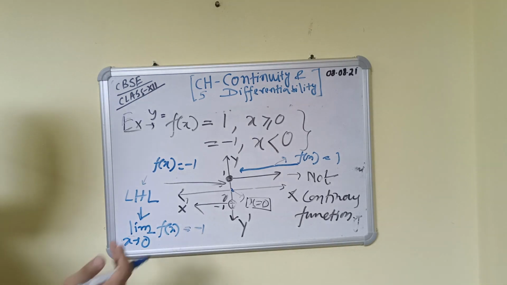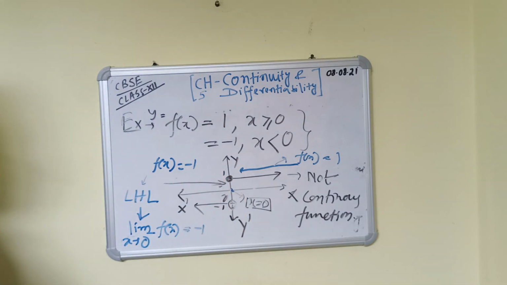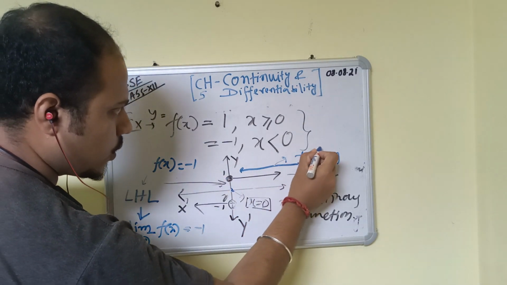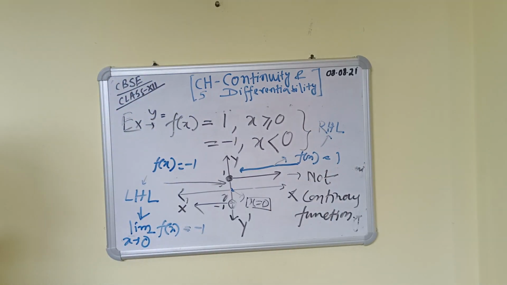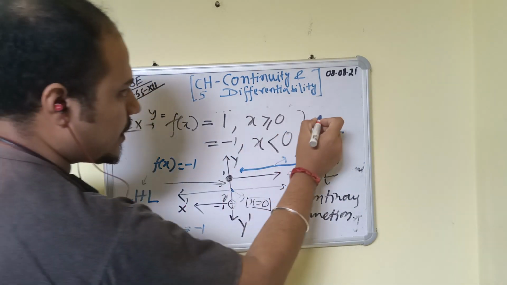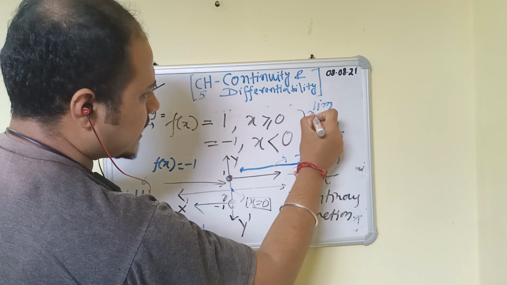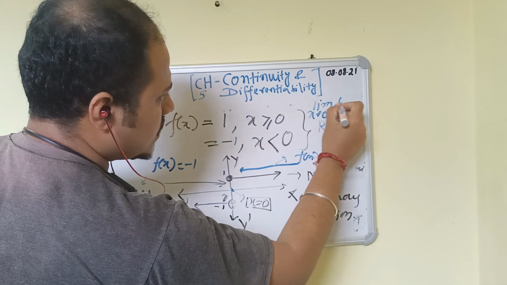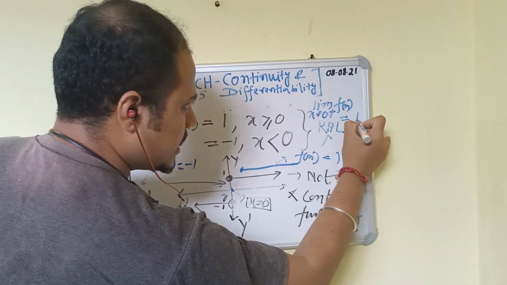Similarly, from the right hand side close to x equal to 0, that is mainly your right hand limit. We can represent the right hand limit as limit x tends to 0 positive f(x). In that situation, the value of the function is 1.